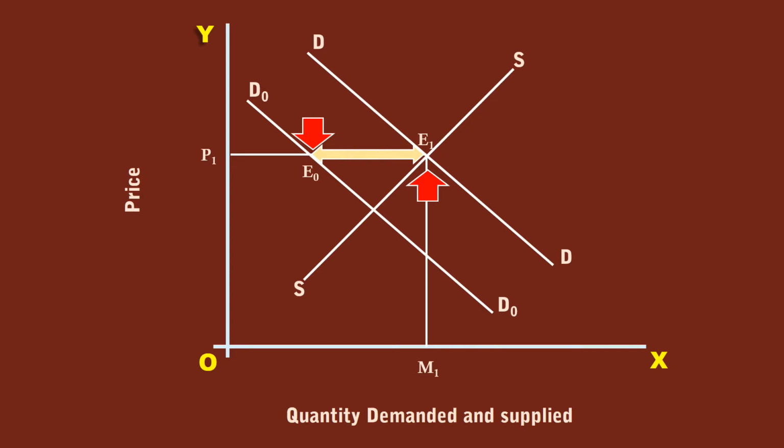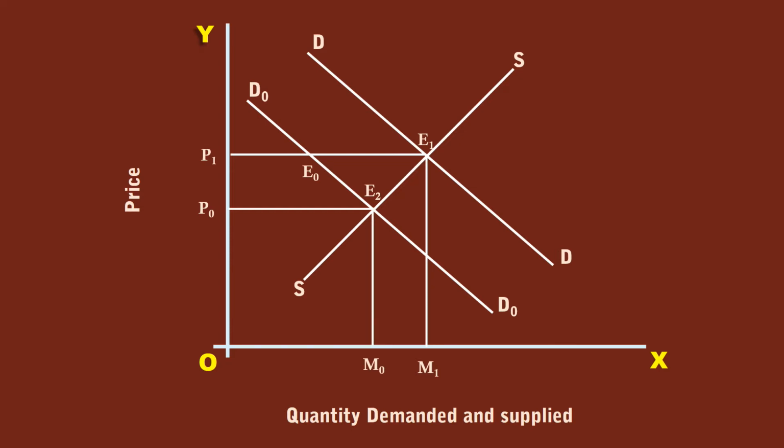Competition among the sellers pushes the price down along the supply curve SS. As the price moves down, the buyers also move down along the demand curve D0, D0. At last, a new equilibrium is reached at E2, where new demand curve D0, D0 cuts supply curve SS. The new price is P0. The new equilibrium quantity is M0.